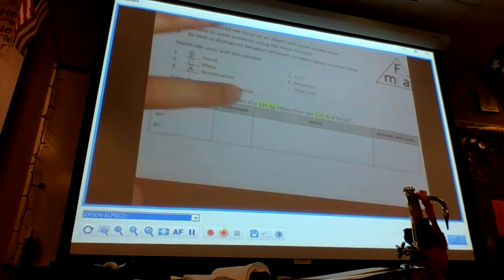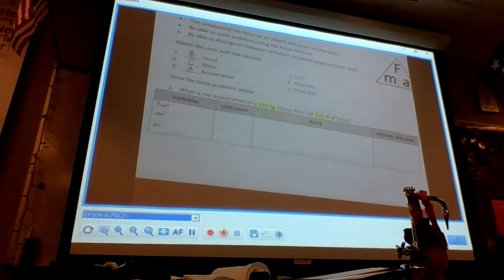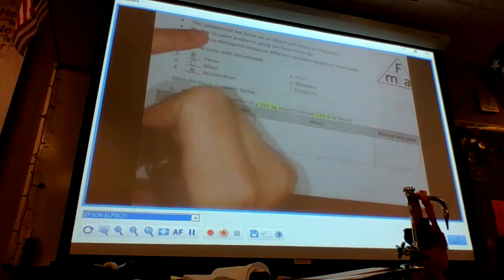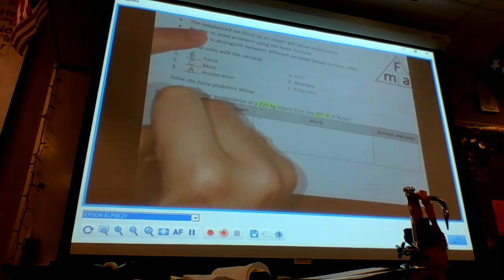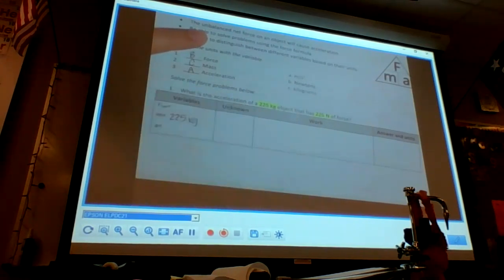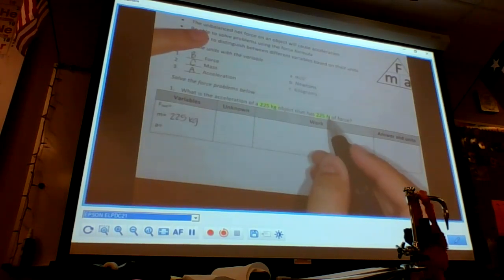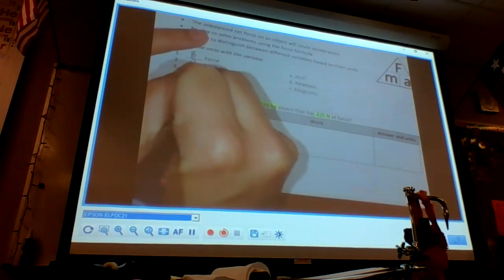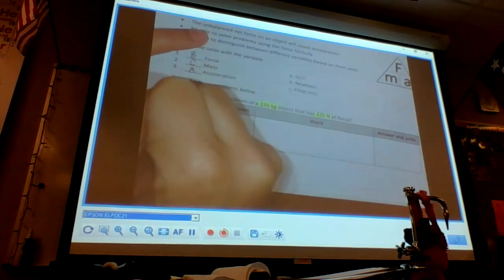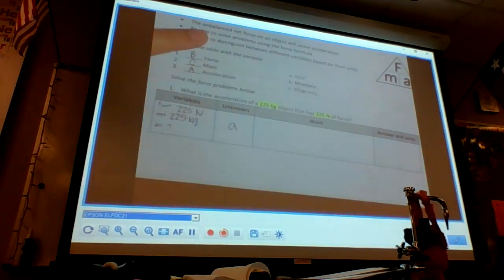Alright, where does 225 kilograms go? M. Okay, that's going to be my mass. So 225 is going to go here. Where is 225 newtons going to go? Force, right. Okay, newtons always goes with force. So that means I'm looking for A.